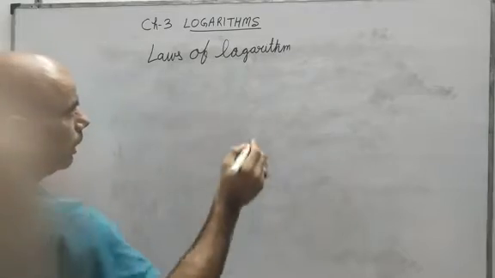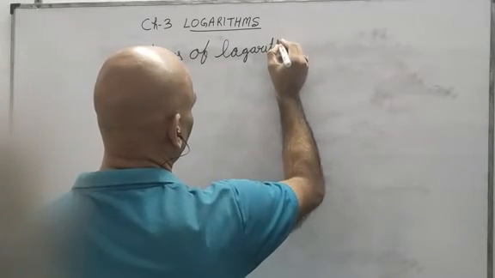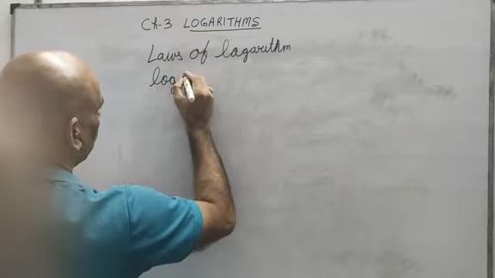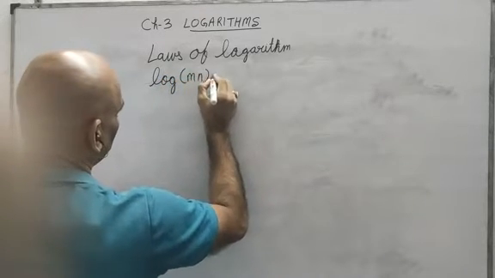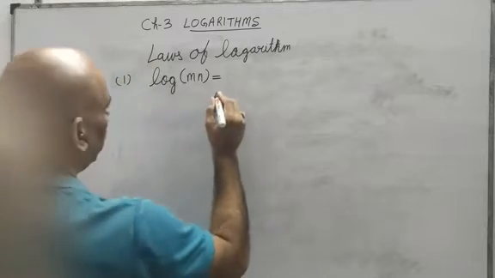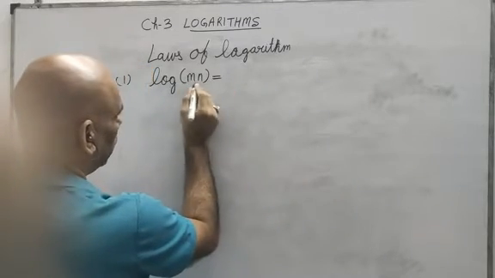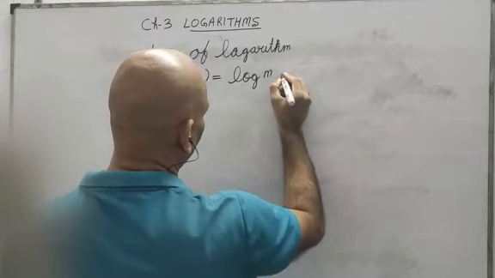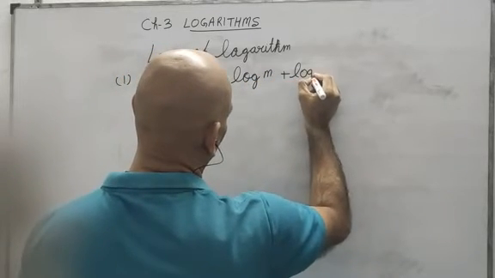Logarithm in short is called log. Okay, so log mn. The first law is log mn. Whenever there are two numbers in multiplication, they will be written in addition: log m plus log n.